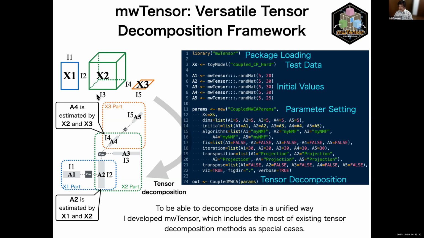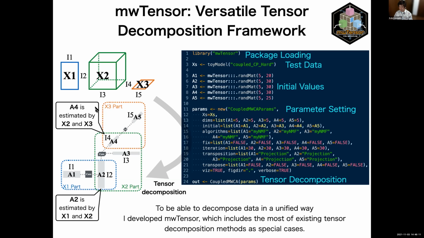Here, let's assume that we have three tensors, X1, X2, and X3. And X1 and X2 have a common dimension, I2. And X2 and X3 have a common dimension, I4. In MuTensor, the parameters for decomposing them, such as the number of dimensions and the decomposition algorithms, are defined as a parameter object. After that, the decomposition is performed in a unified manner by the function coupled MWCA.